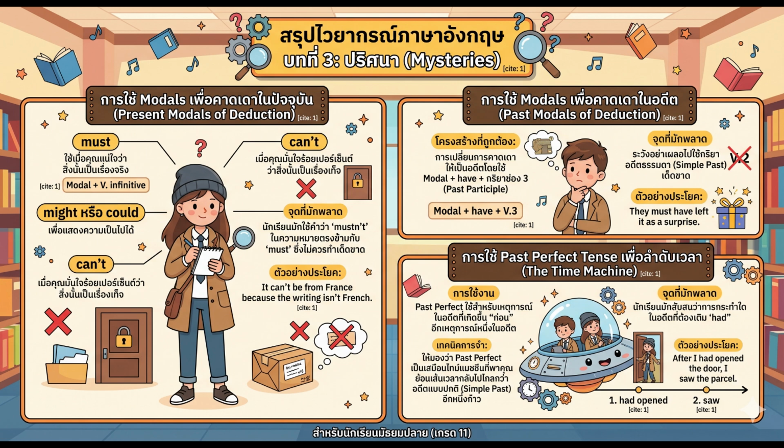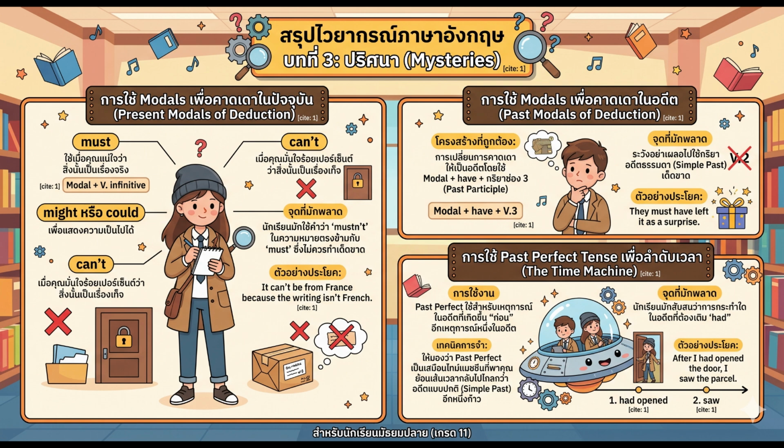First, let's look at your present-day toolkit, present modals of deduction. You'll use must when you're sure something's true, might or could for a possibility, and can't when you're positive it's false. Now, students often trip up here and use mustn't as the opposite of must. Seriously, don't do that. Instead, picture can't as a bolted door. It's an absolute impossibility. Like the textbook says, it can't be from France because the writing isn't French.